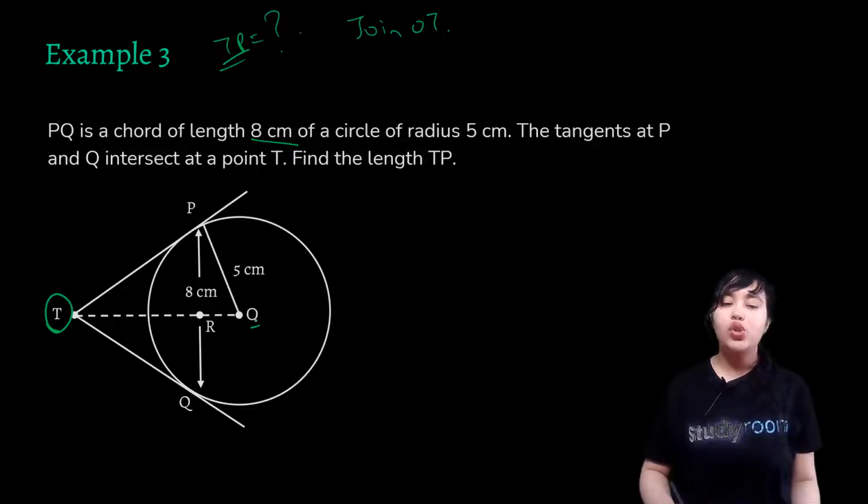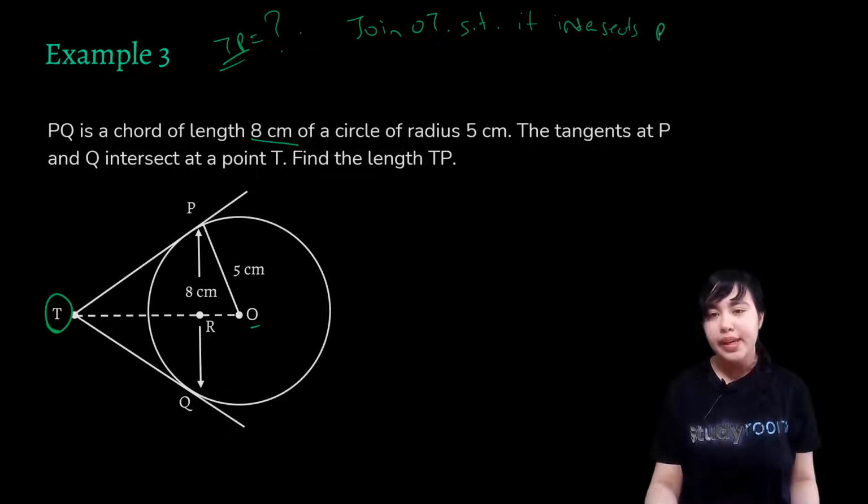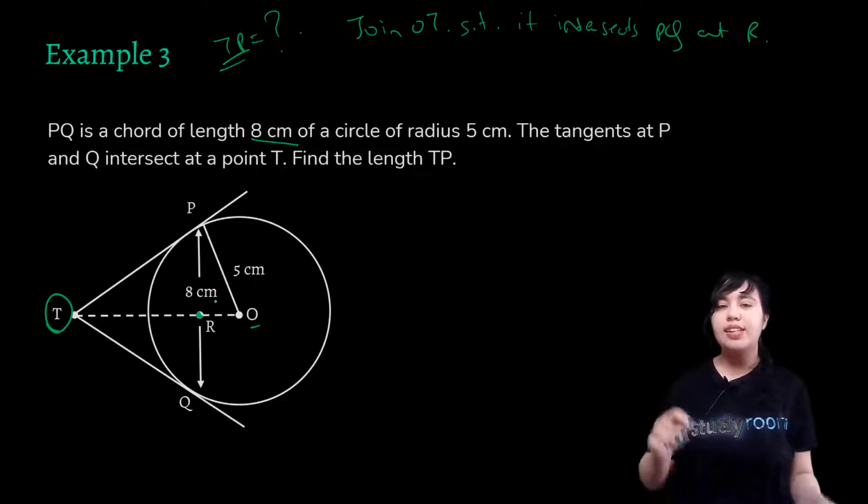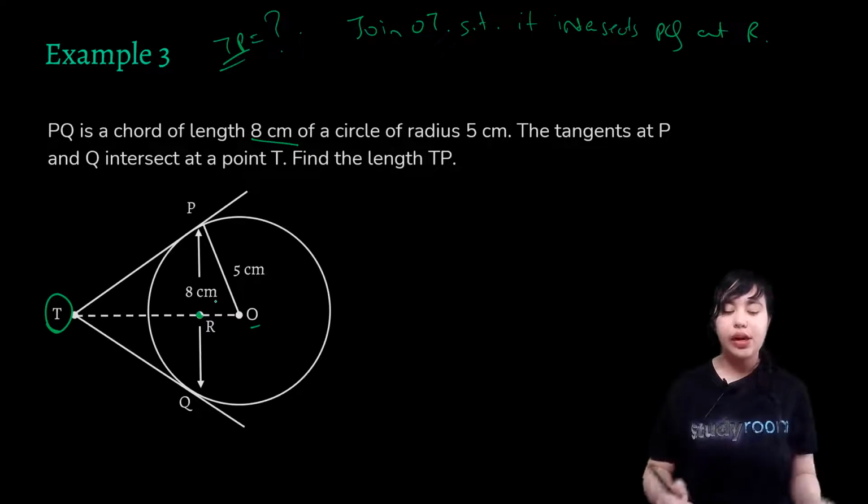Then you have to join it in such a way that it intersects your chord PQ at point R. You see I have joined these 2 points O and T, and now I am making it intersect this chord PQ at a point R. That's the only construction which is required as of now.